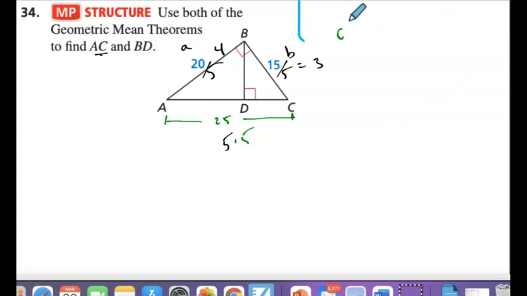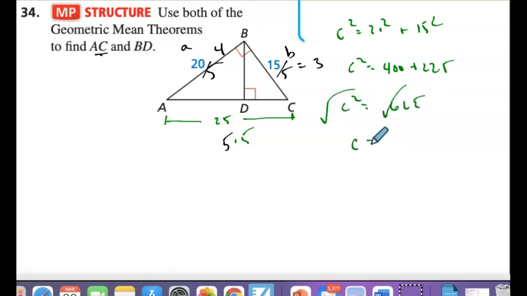Again, you could have done C squared equals 20 squared plus 15 squared, so C squared equals 400 plus 225, C squared equals 625, square root of both sides, and you get C equals 25. But I did notice the triplet here, so 15, 20, 25 is the triplet. And then it says find BD, so that's how I would find AC.